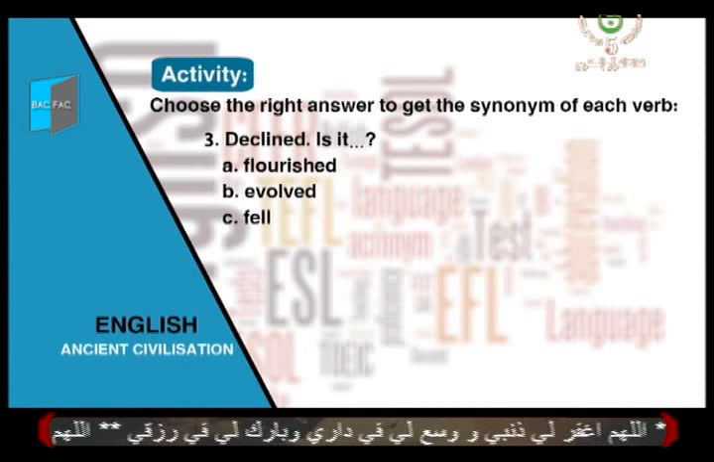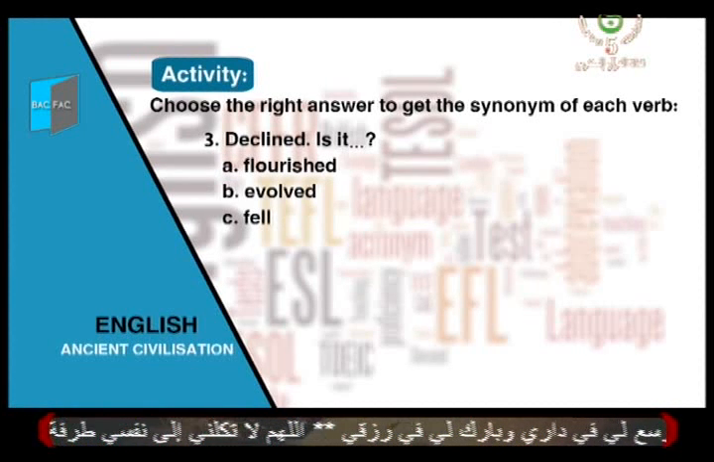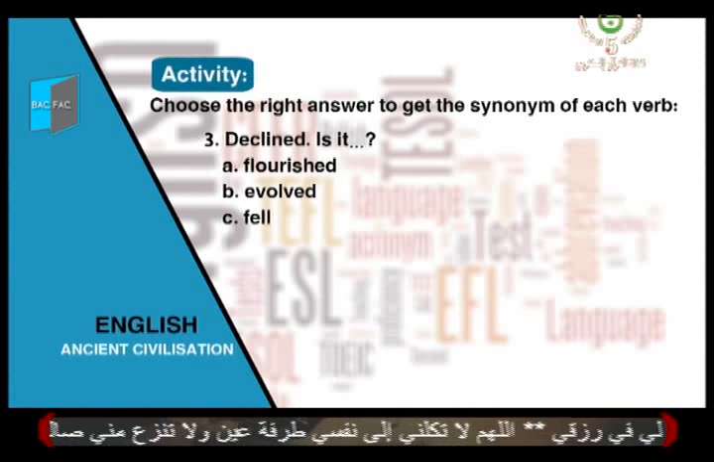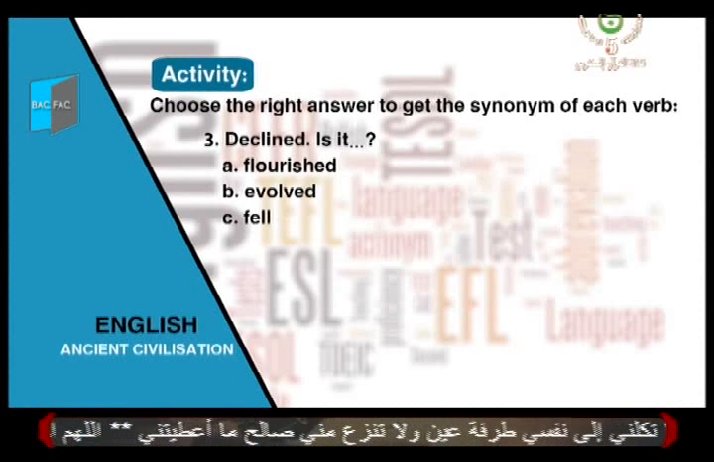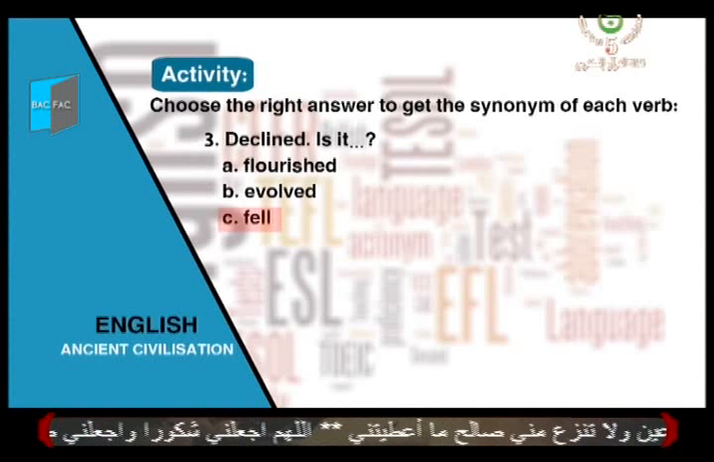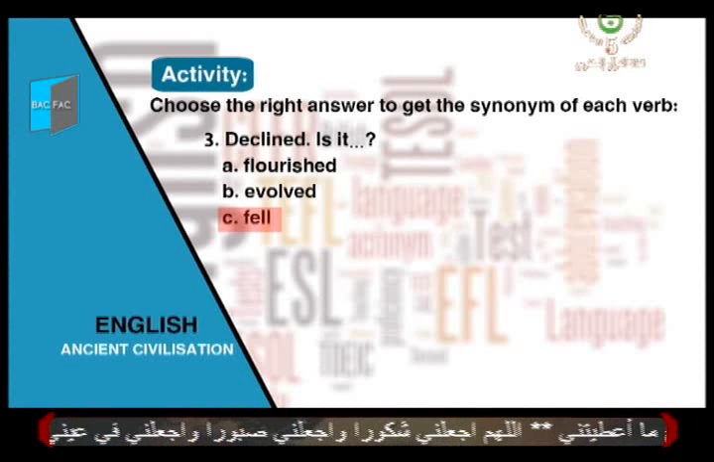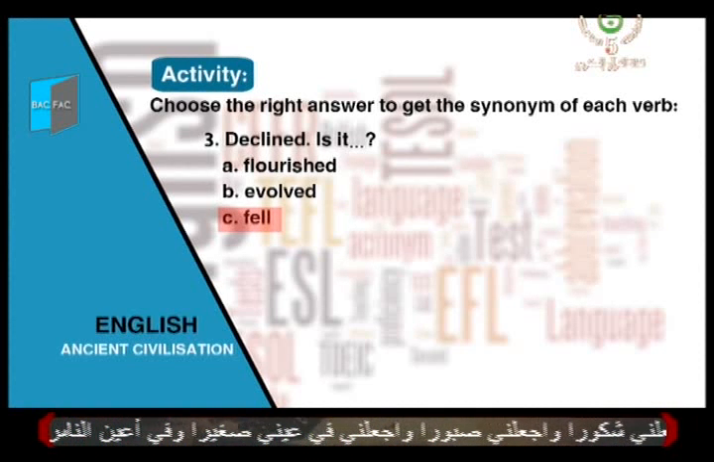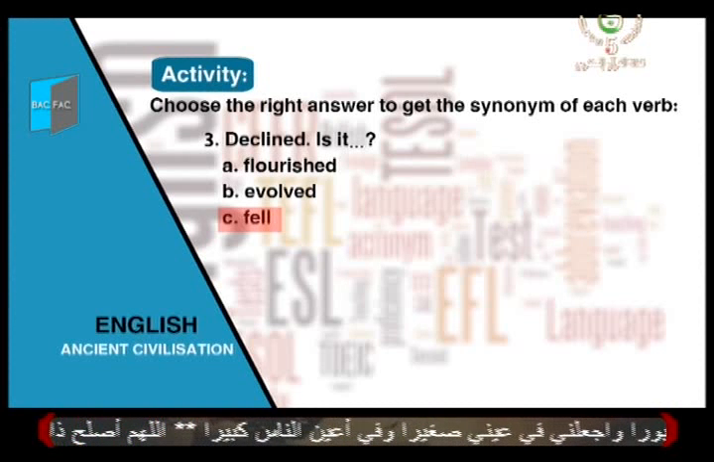Let's move with the third verb now. Declined. Is it flourished, evolved, or fell? Good, it is fell, because flourished and evolved are both synonyms of spread.